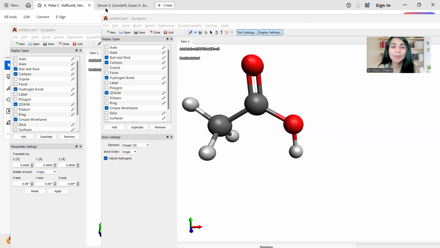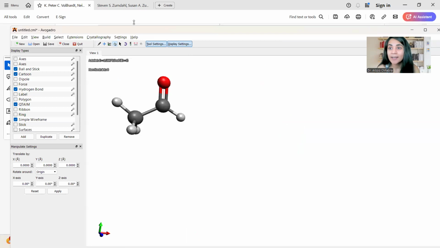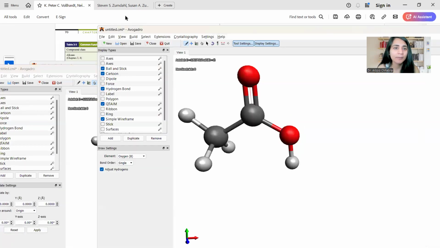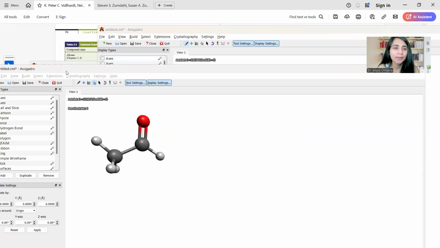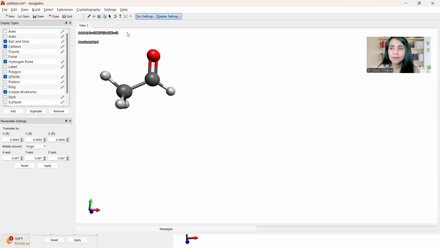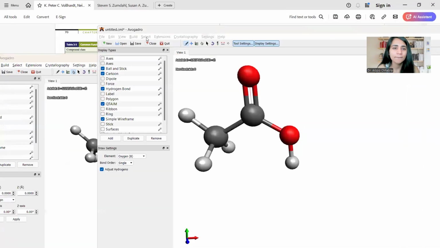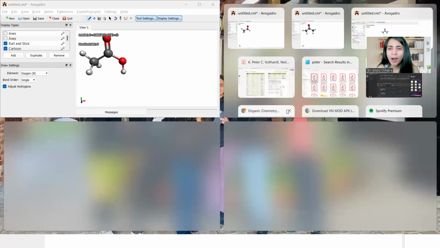Now let's look at what happens if we replace an OH with an NH2. So where is that molecule? Let me find that. Over here.